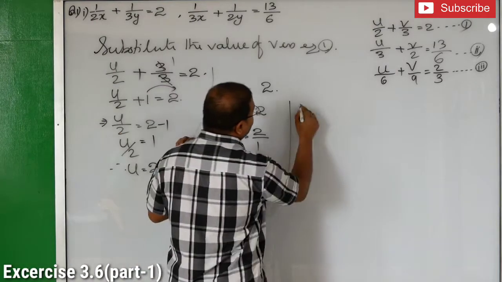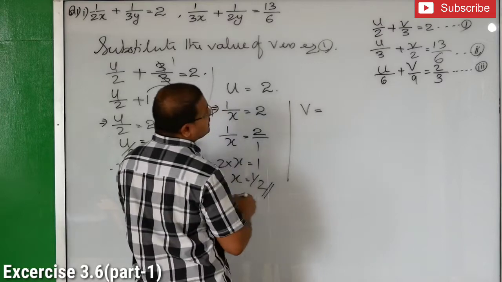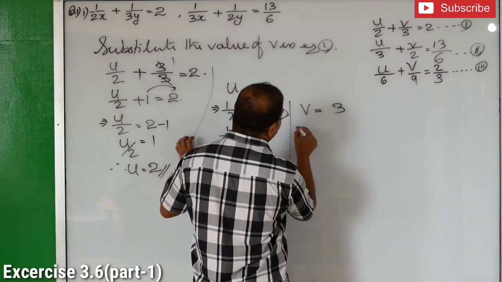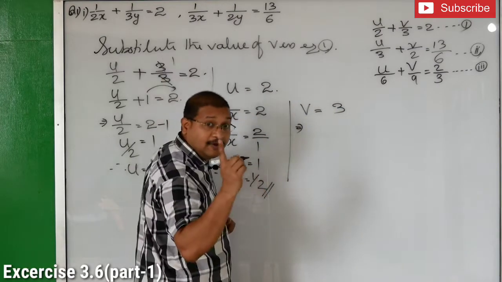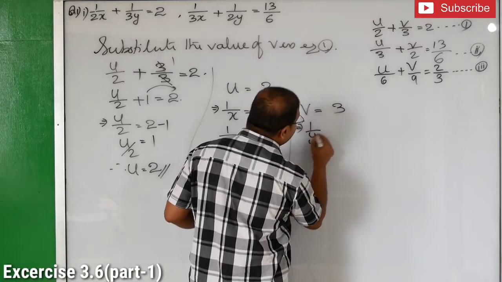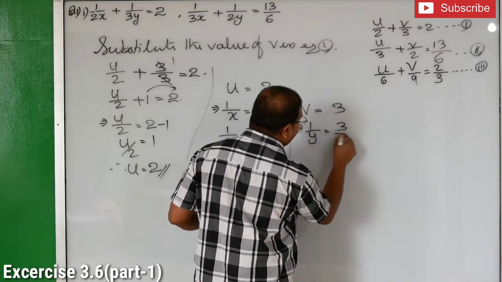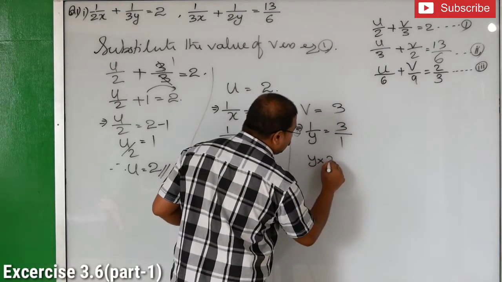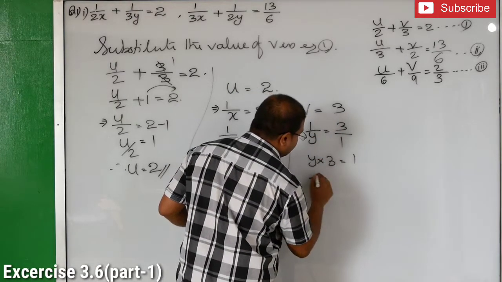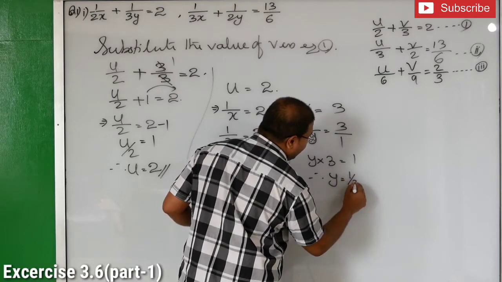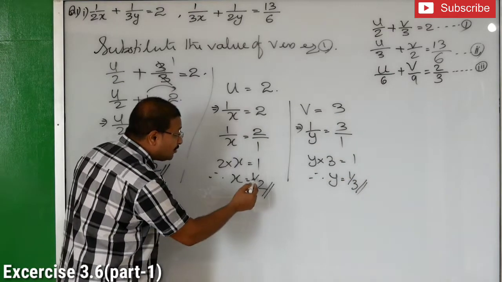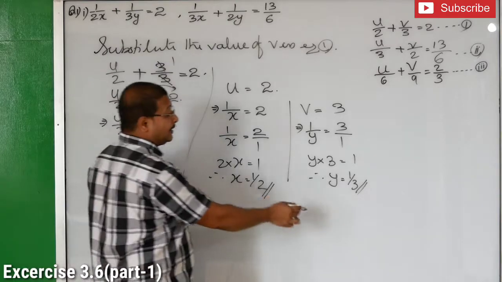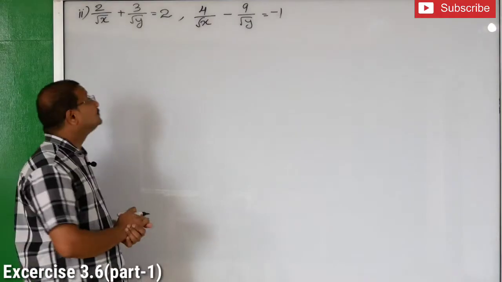Now, let's see. What is the value of v? v equals 3. But we know that v means 1 by y. So 1 by y equals 3. 3 means you can write 3 by 1. Now let's cross multiply. That means y into 3 equals 1 into 1, 1. Therefore y equals 1 by 3. This we got it. x equals 1 by 2 and y equals 1 by 3.